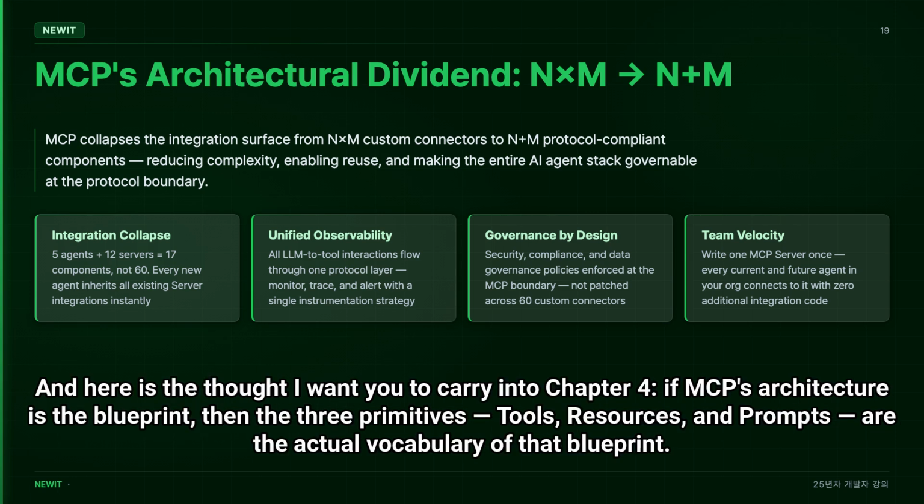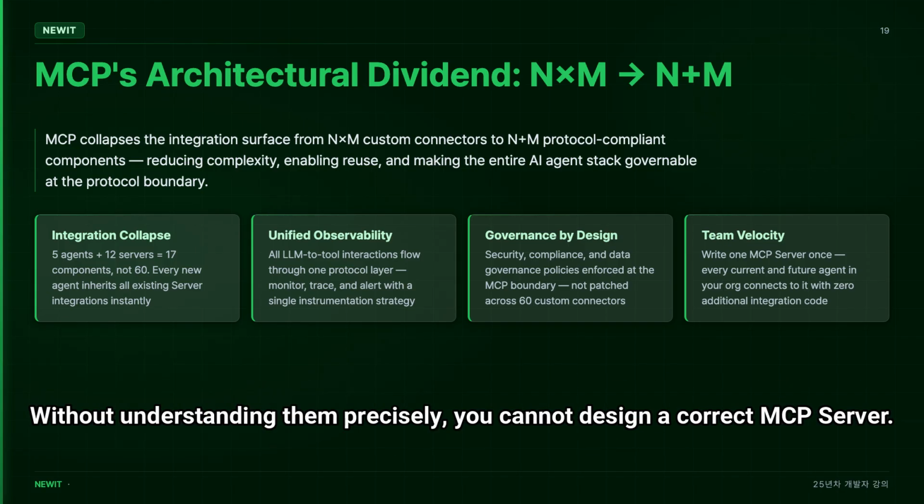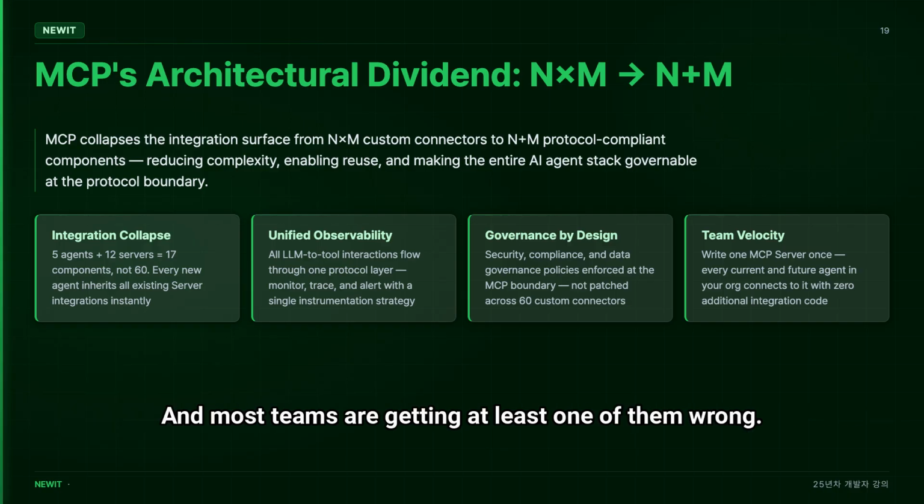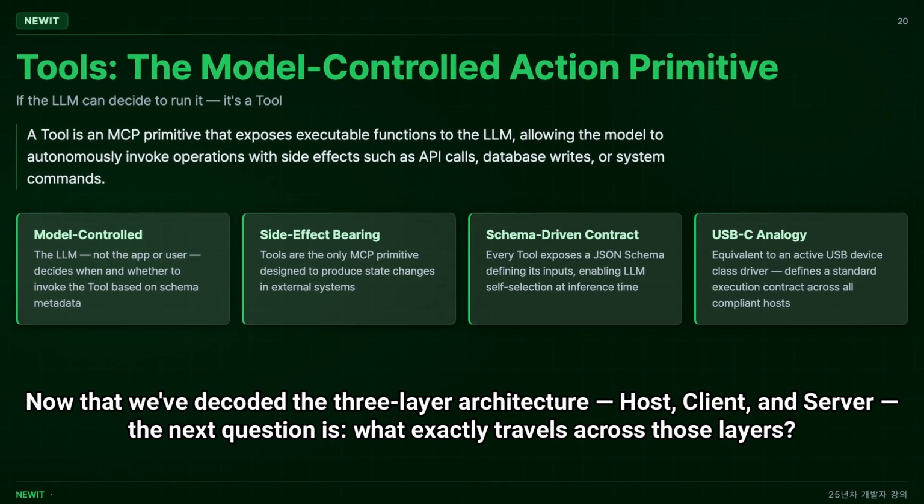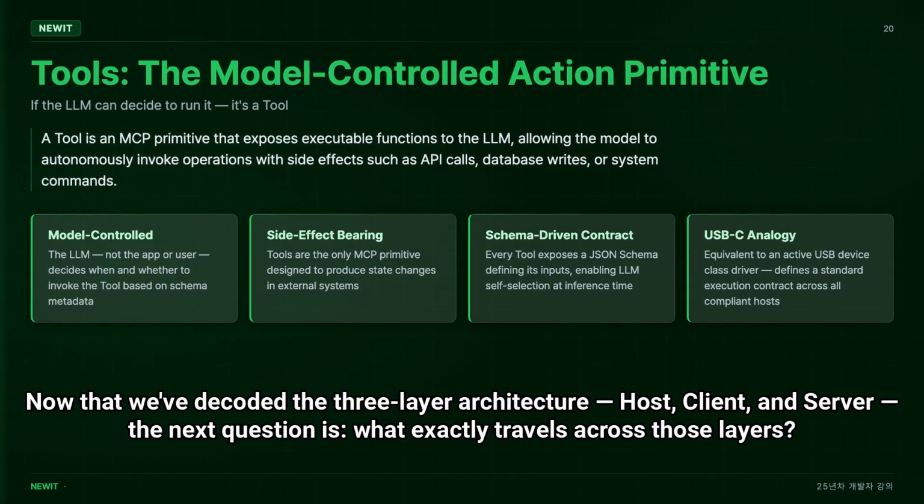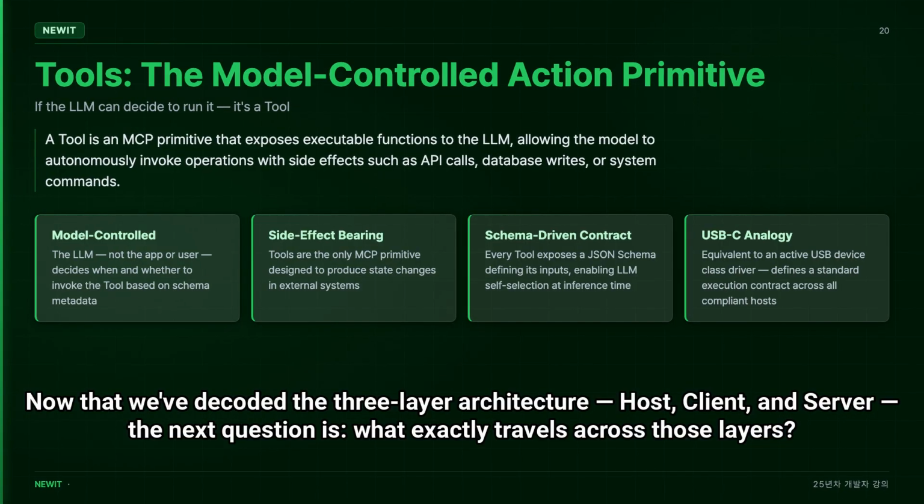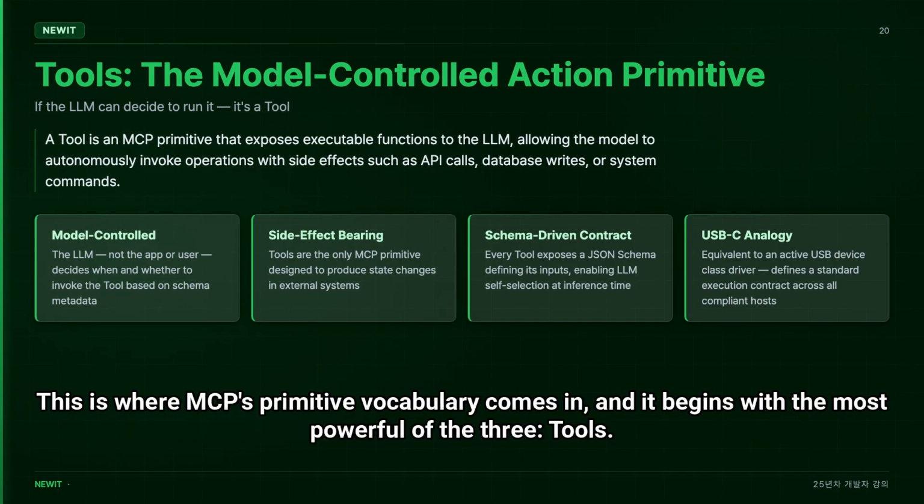And here is the thought I want you to carry into Chapter 4. If MCP's architecture is the blueprint, then the 3 primitives, tools, resources, and prompts, are the actual vocabulary of that blueprint. Without understanding them precisely, you cannot design a correct MCP server, and most teams get one of them wrong. Now that we've decoded the 3-layer architecture, host, client, server, the next question is, what exactly travels across those layers? This is where MCP's primitive vocabulary comes in, and it begins with the most powerful of the 3, tools.